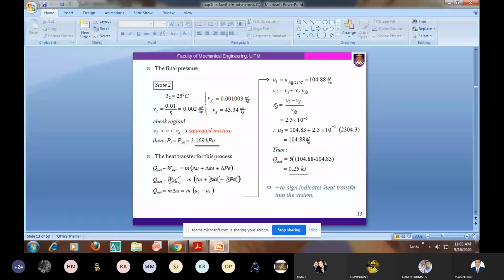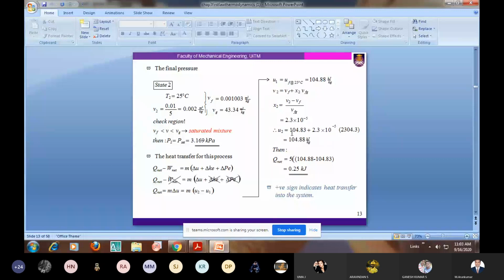So you know how to calculate X. We can use the Y formula, that is Y is equal to YF plus X into YFG. For state 2, at pressure 3.169 and temperature 25 degrees Celsius, we can take the corresponding values of VF and VFG in your property tables. Then we can calculate the X2 value, and use that for your U2 calculation. So U2 can be UF plus X into UFG.